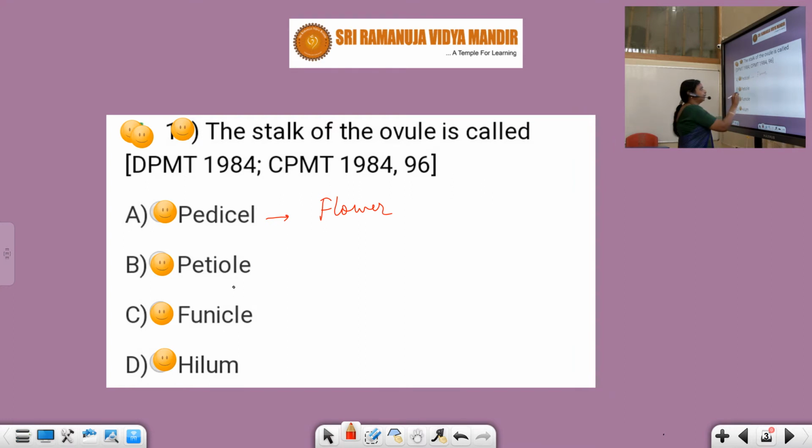Petiole is the slender stalk of a leaf. If a leaf has a petiole, it is called petiolate, and a flower is called pedicellate. And hilum is the point where the body of the ovule is attached to the funicle. So the stalk of the ovule is the funicle. So C is the answer.